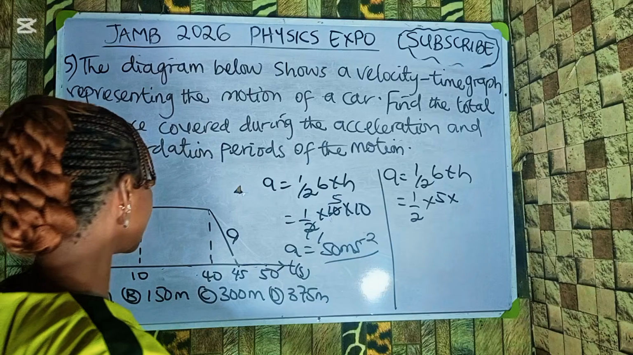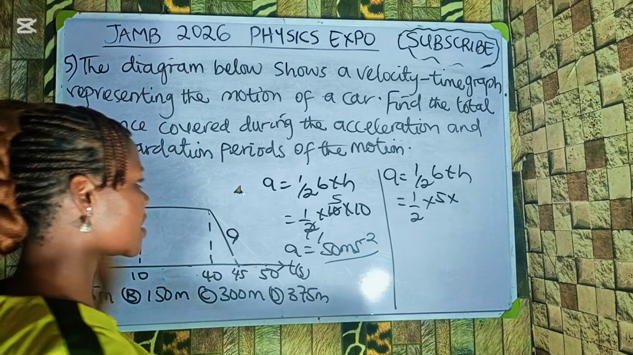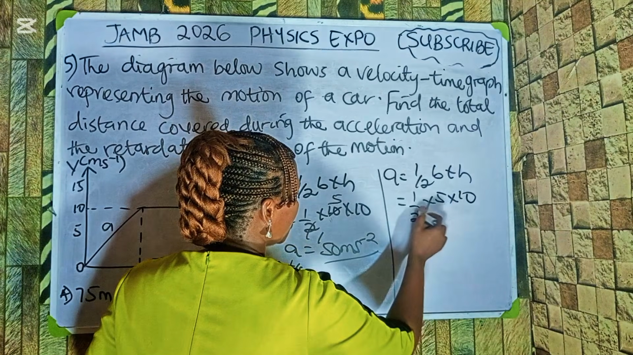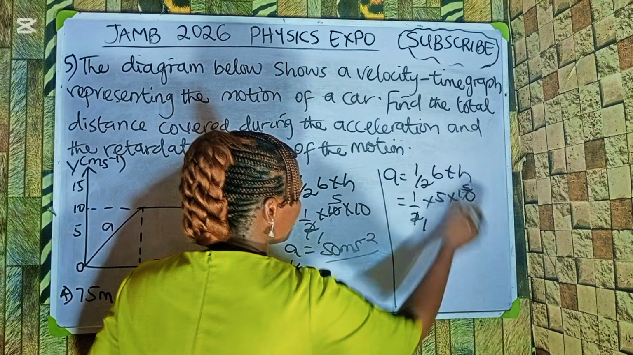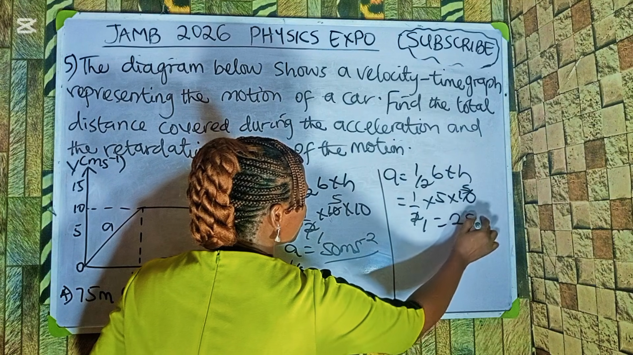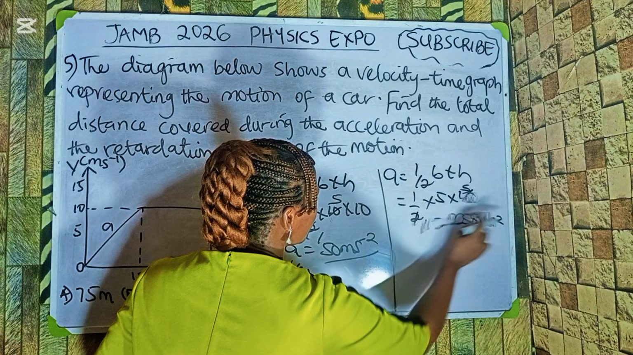Times the height, the height is the same, right? Which is what? 10. I'll say times 10, what do I have? I cancel this to give me what? 5. So this is going to be what? 25 meters per second square.